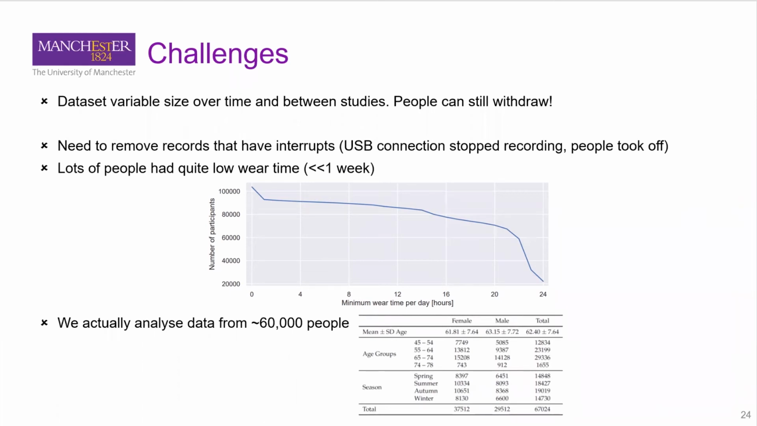So firstly, people can still withdraw their data from the biobank. And so you'll see different papers with different numbers of participants, and that's because they've been performed at different points of time. Not that many people wore the accelerometer 24 hours a day, 7 days a week for the week that they were meant to. So depending on what your wear time criteria is, you're probably analysing quite a lot less than 100,000 records. If you want the full 24 hours a day, 7 days a week, you only get about 20,000. We actually analyse about 60,000 by the time we've got rid of people who took it off, that sort of thing.